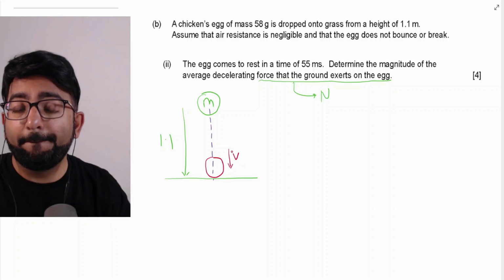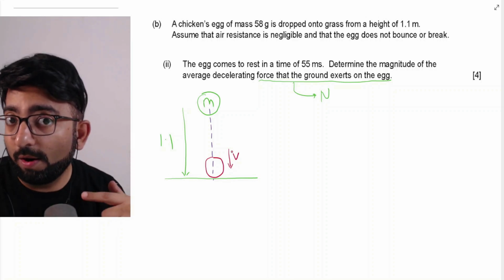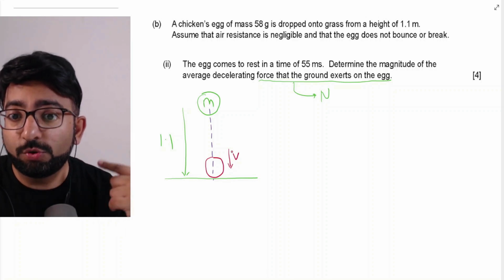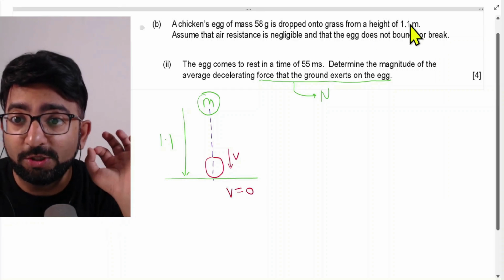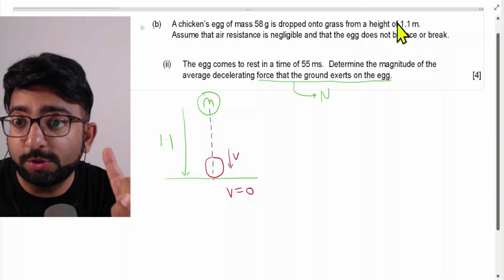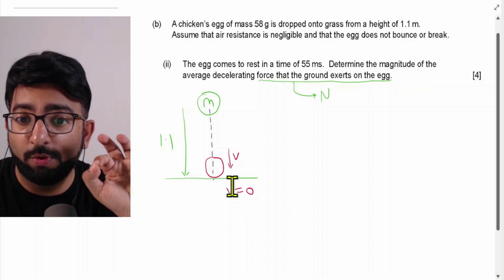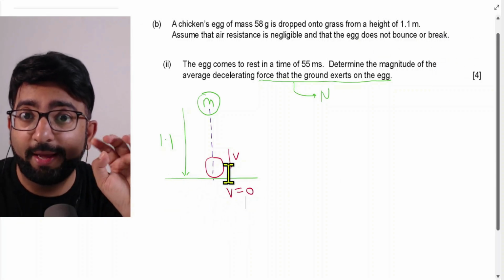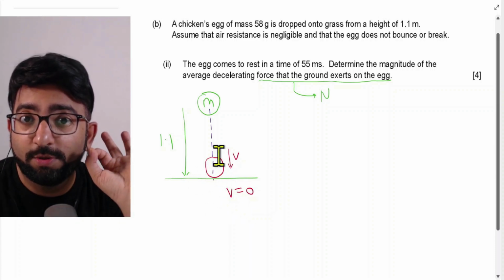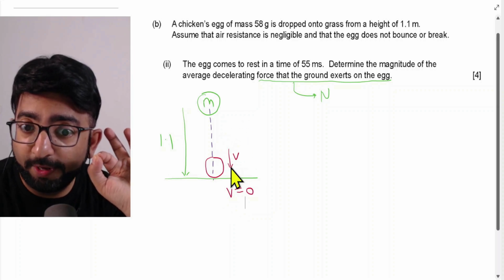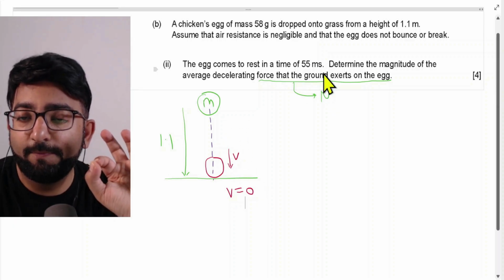Now, once the egg makes contact with the ground, after some time, the egg comes to rest. So we can say the final velocity of the egg will be zero. It is mentioned that the egg does not bounce and it does not break either. So the final velocity of the egg after the impact will be zero. And the time taken for the velocity to change from v to zero is 55 milliseconds.